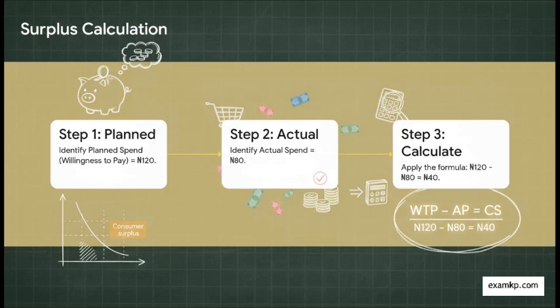Step 1, we need to identify the willingness to pay. That's the plan spent, which is 120 naira. Step 2, identify what was actually spent. The question tells us it's 80 naira. Step 3, time to calculate. Just use the formula. Willingness to pay minus actual price. That's 120 minus 80, which gives us 40.